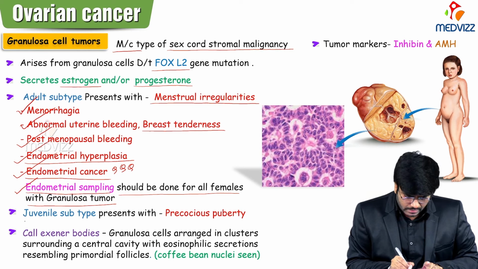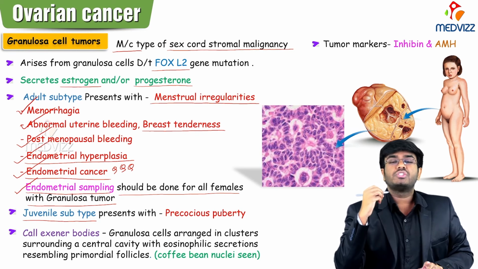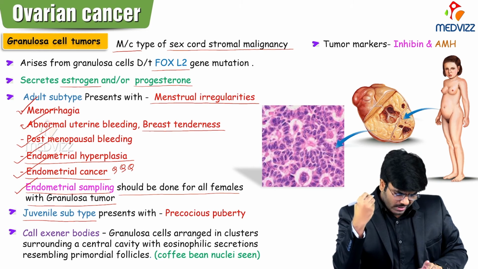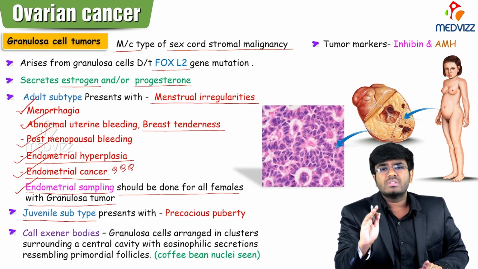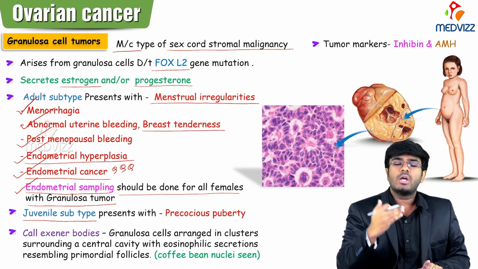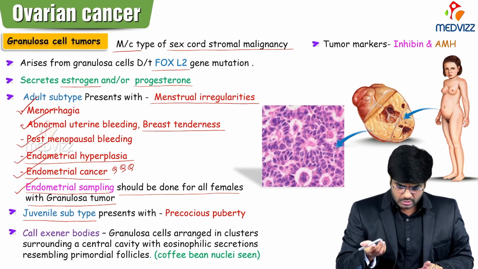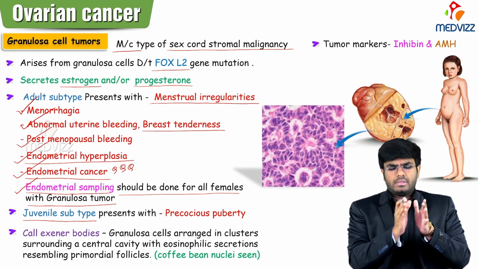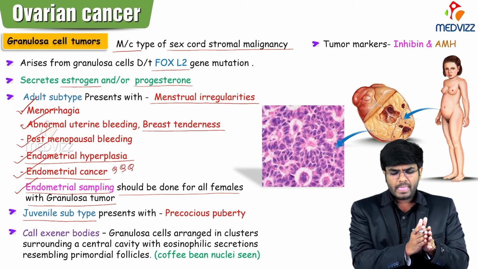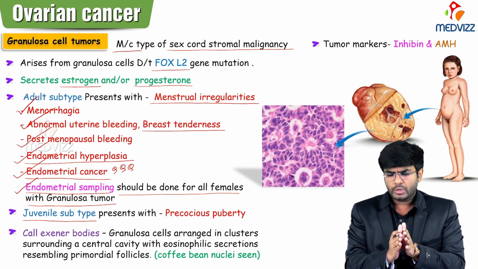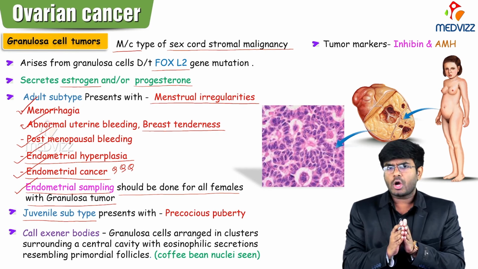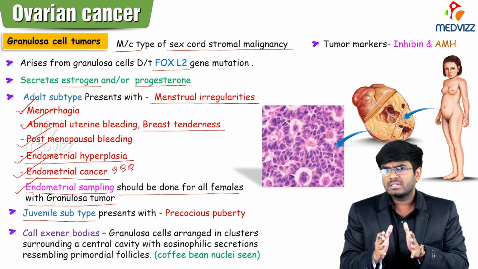Now let's talk about the juvenile subtype. So what is this juvenile subtype? The same granulosa cell tumor, if it is happening in a small child, is the juvenile subtype. So how are they going to present? It's a granulosa cell tumor, producing too much estrogen. We all know that too much estrogen can cause breast development.